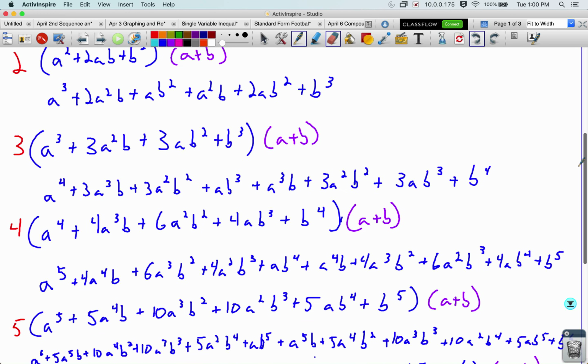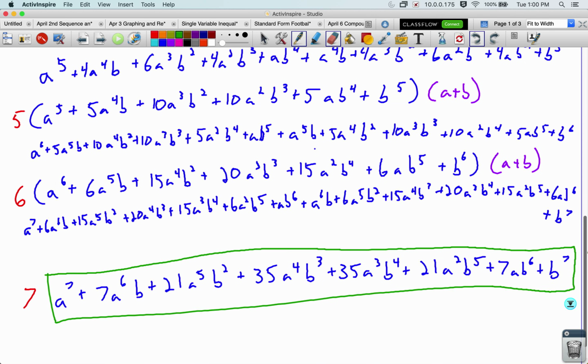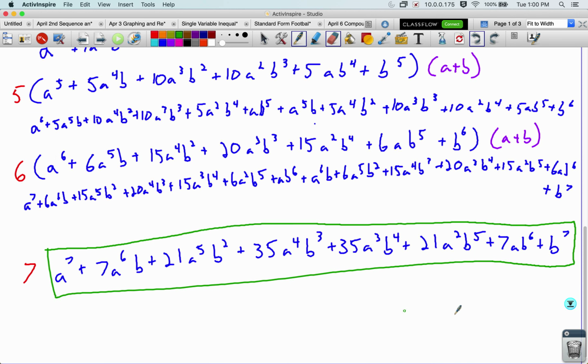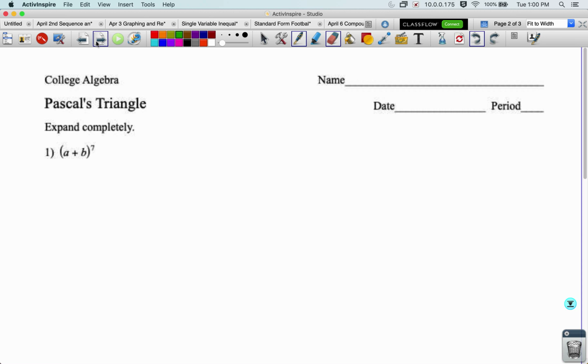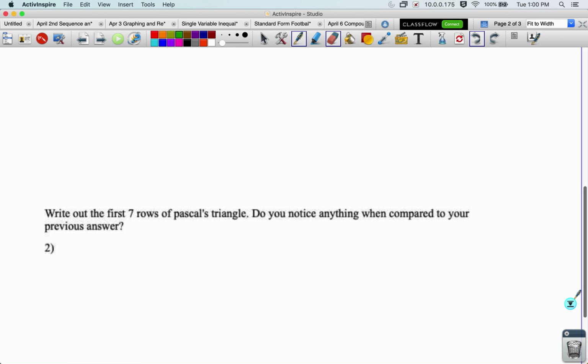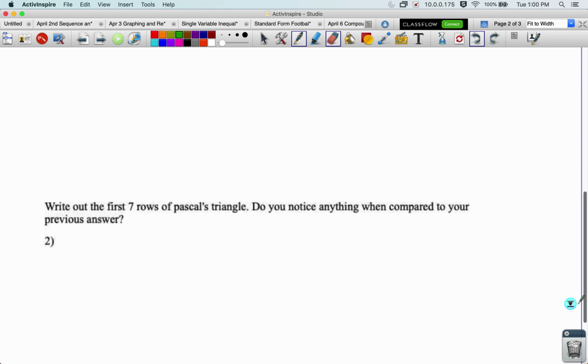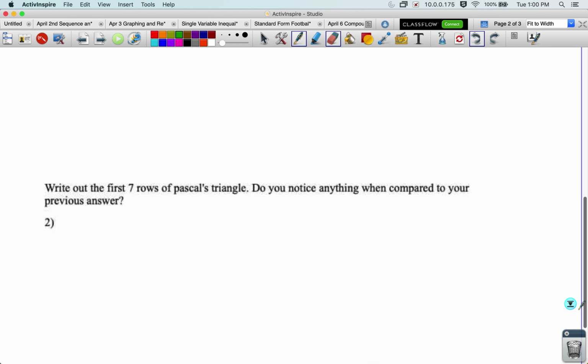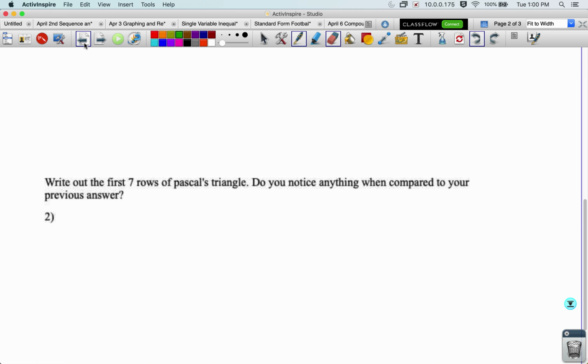I was always able to combine like terms. And we finish with this very long expression here. This might just look like random letters and numbers right now, but there might be something kind of recognizable in it. I had to overwrite this, so I've got it copied over here. Write out the first 7 rows of Pascal's triangle. Do you notice anything when you compare it to your previous answer?